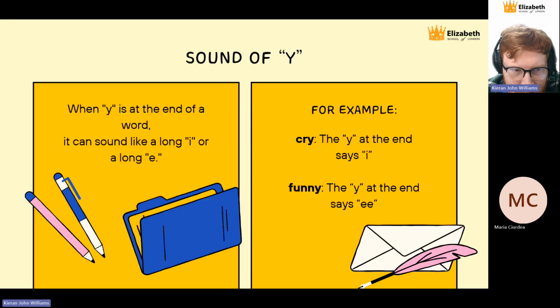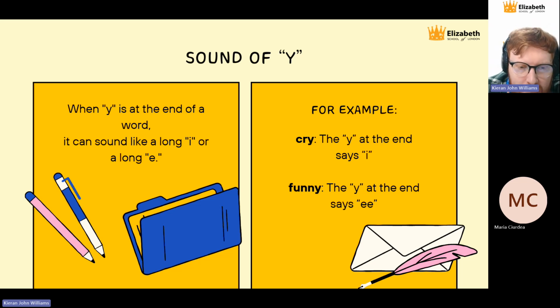Now it is looking at the sound of the letter Y. So for the sound of the letter Y, if it is at the end of the word, usually it has either the I sound or the E sound. So in this example here, this is cry, it has I, but with this word it would be E, funny. So we need to be careful when we think about this, but if we know the sound of the word, then we know that if it is an E or an I sound, it should be a Y at the end of the word.